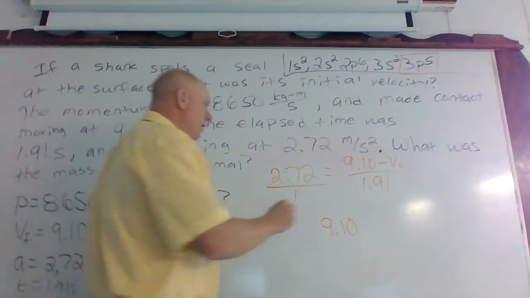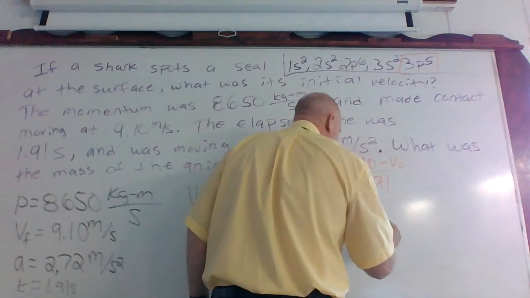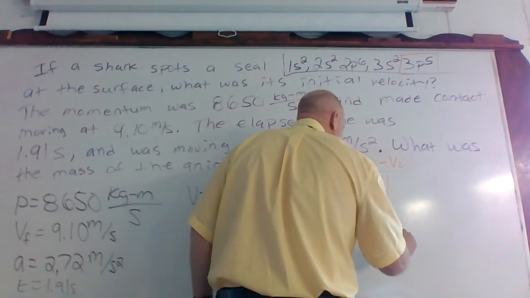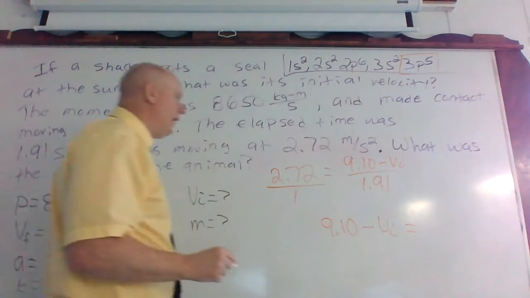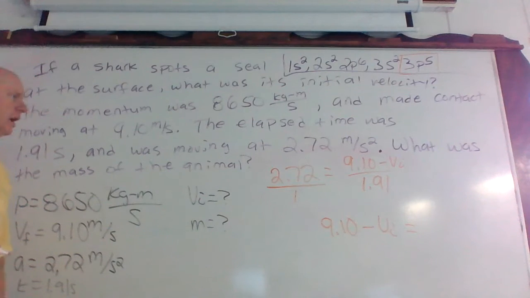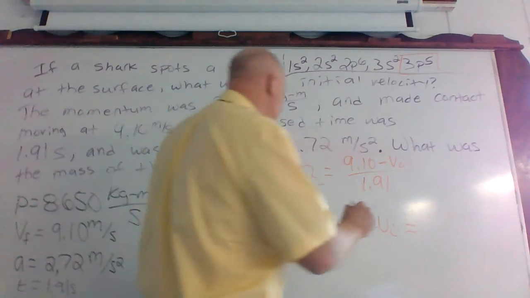And what do we get? Negative VI. Remember, a number times a variable gives you that number and its variable. So we're going to set that equal now to whatever 2.72 and 1.91. What do we do with those two numbers? Multiply them, and what do we get? 5.19. That's good enough.